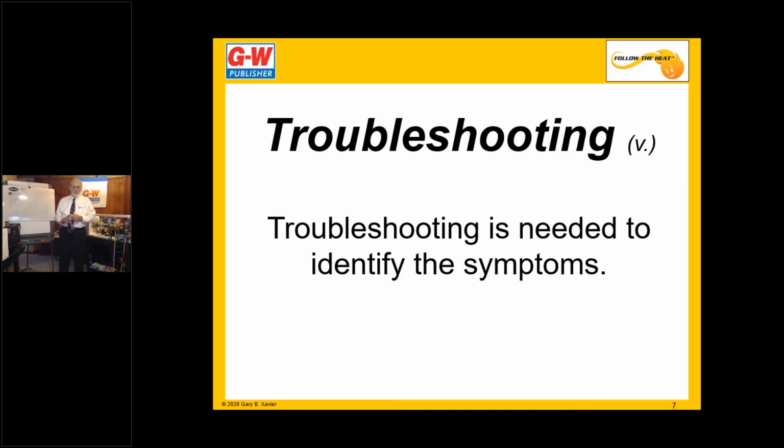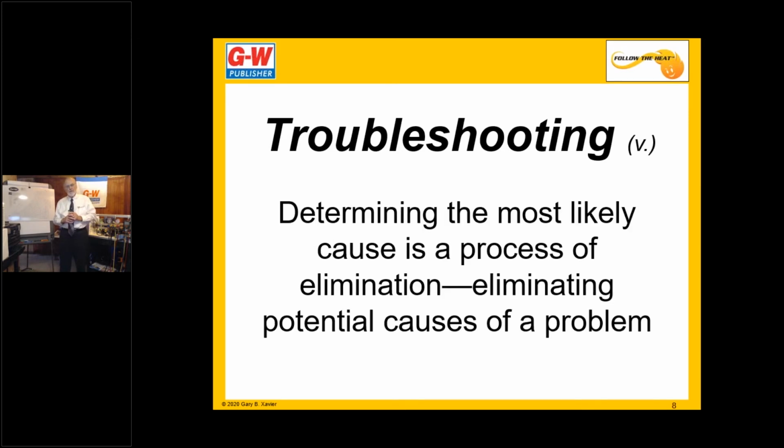We all know the difference between a parts changer and a troubleshooter. A parts changer changes parts in the hopes that they will fix the problem. A troubleshooter determines the cause of the problem, and then if they need to replace a part, they do so. That's the difference. Troubleshooting is determining the most likely cause of a process. It's a process of elimination, eliminating potential causes of a problem. Again, these dictionary definitions go right to the heart of what we do as a trade when we try to repair a problem with a system.